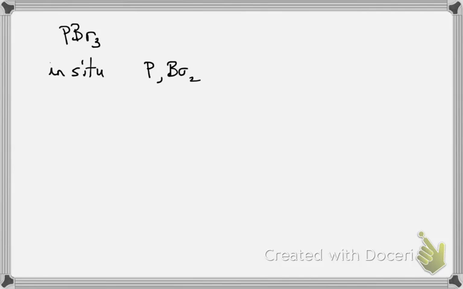What you have to do though is you have to do this really slowly, in situ, and then you produce PBr3. Okay, so this makes PBr3.